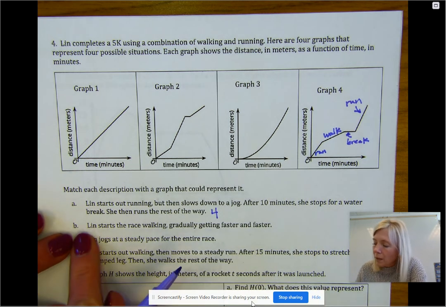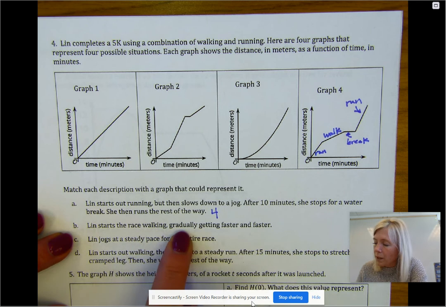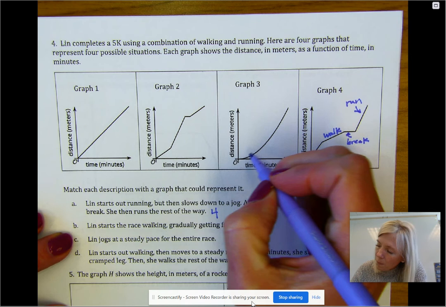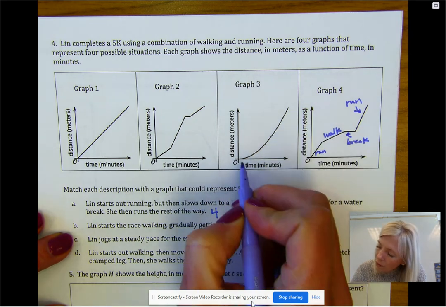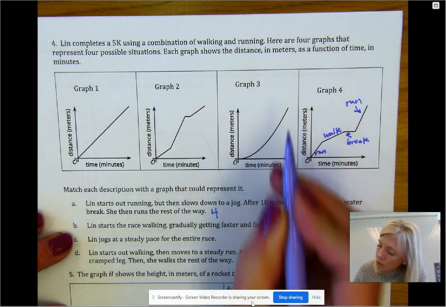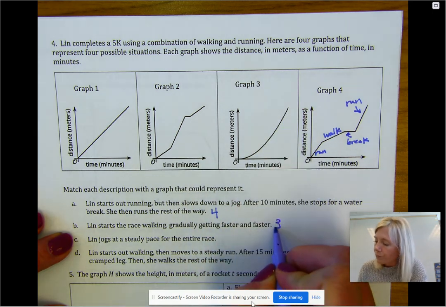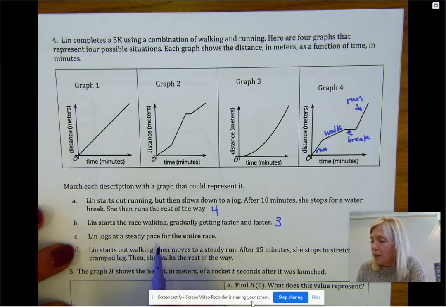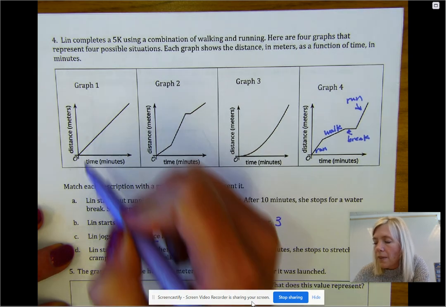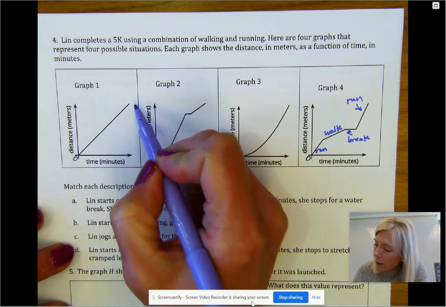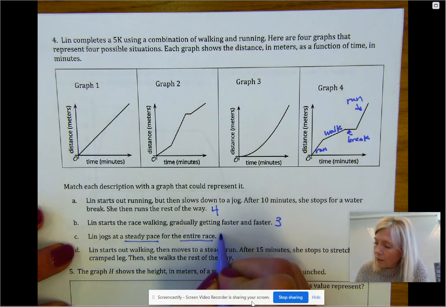B, Lynn starts the race walking gradually, getting faster and faster. That makes me think of graph number 3 because here she's starting out slow and it just gets faster and faster as she goes. So we're going to say 3 for that. C, Lynn jogs at a steady pace for the entire race. That would be graph 1 because it's a consistent speed, consistent rate the entire way.